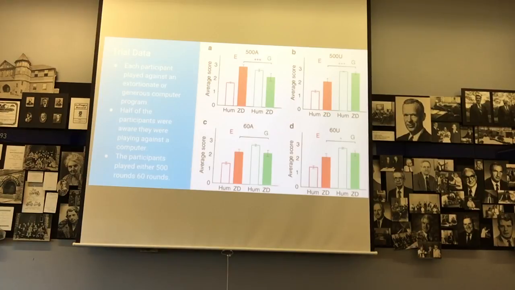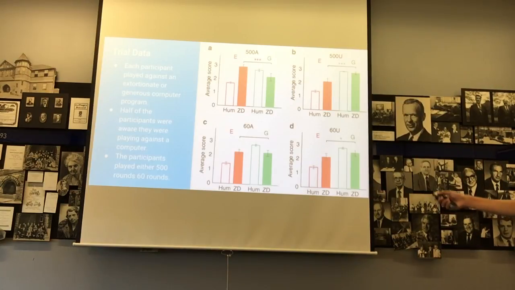The computer's always going to be one step ahead of you. It's always going to be able to choose the best option for itself. And so they would more often than not choose to cooperate. So in graph A, up here, it's showing the round of 500 participants when they were aware they were playing against a computer. This red bar here is showing the computer, and the empty bar is showing the human player.